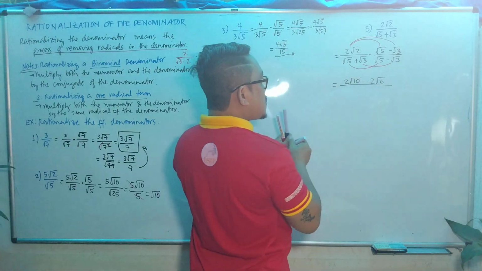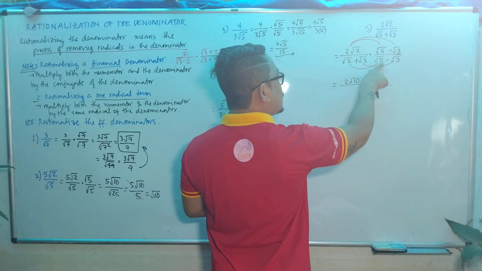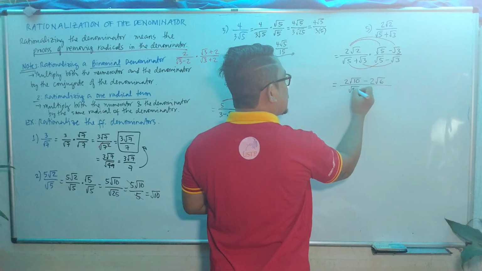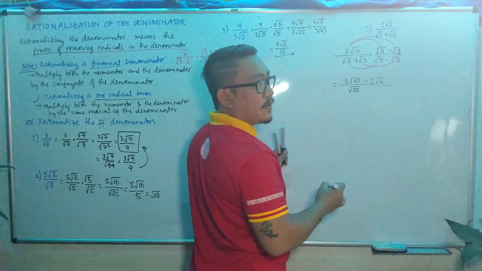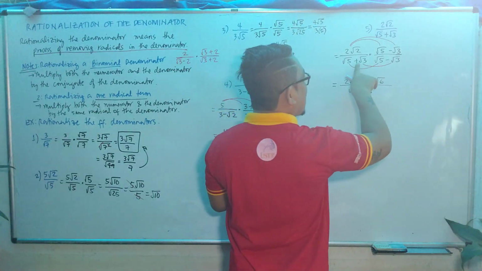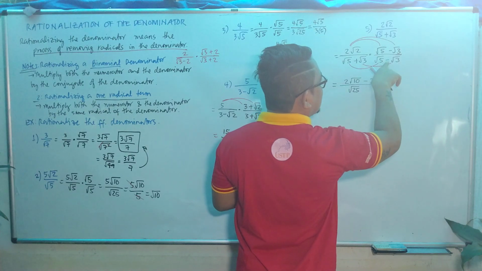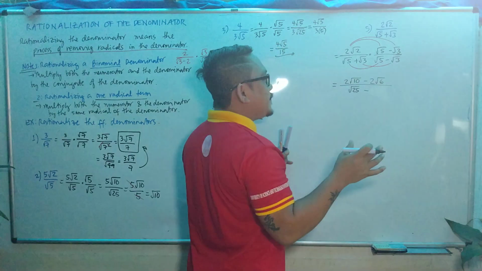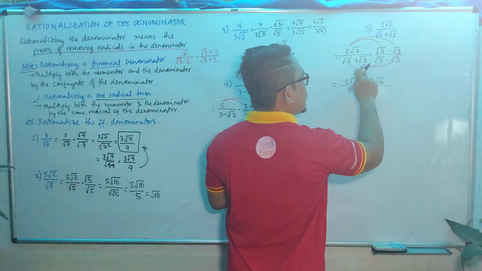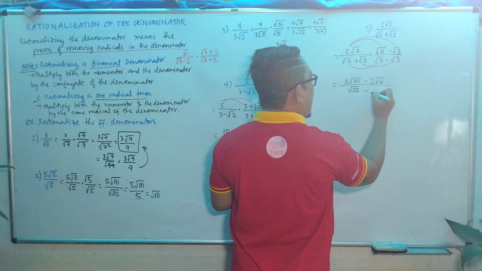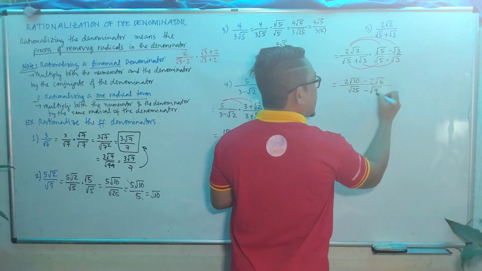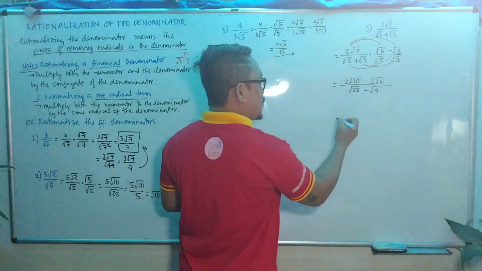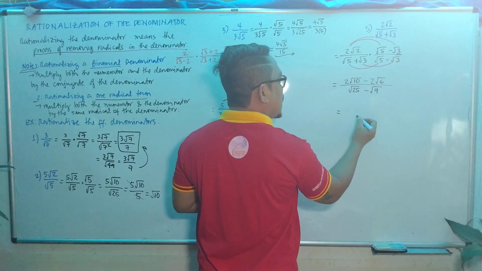Okay? So, square root of 5 times square root of 5 is square root of 25. Correct? Then, you just copy plus times negative. It is clearly minus because this is just an example of difference of two squares. So square root of 3 times square root of 3, you have square root of 9. Okay? So again, let's continue.